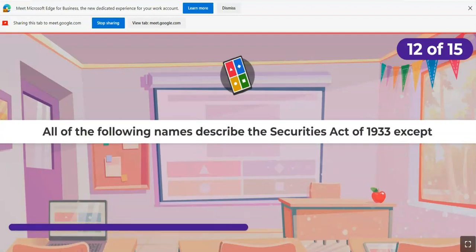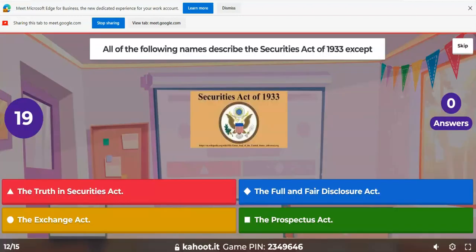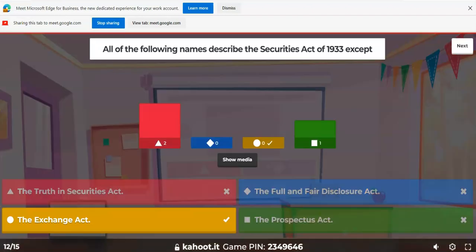All the following names describe the Securities Act of 1933 except A, The Truth in Securities Act, B, The Full and Fair Disclosure Act, C, The Exchange Act, or D, The Prospectus Act. The Securities Act is also called Truth in Securities because that's the purpose of it. It's called the Prospectus Act because it requires the issuance of a prospectus. And the prospectus gives full and fair disclosure of all material facts to potential investors. The Exchange Act is short for the Securities Exchange Act of 1934.